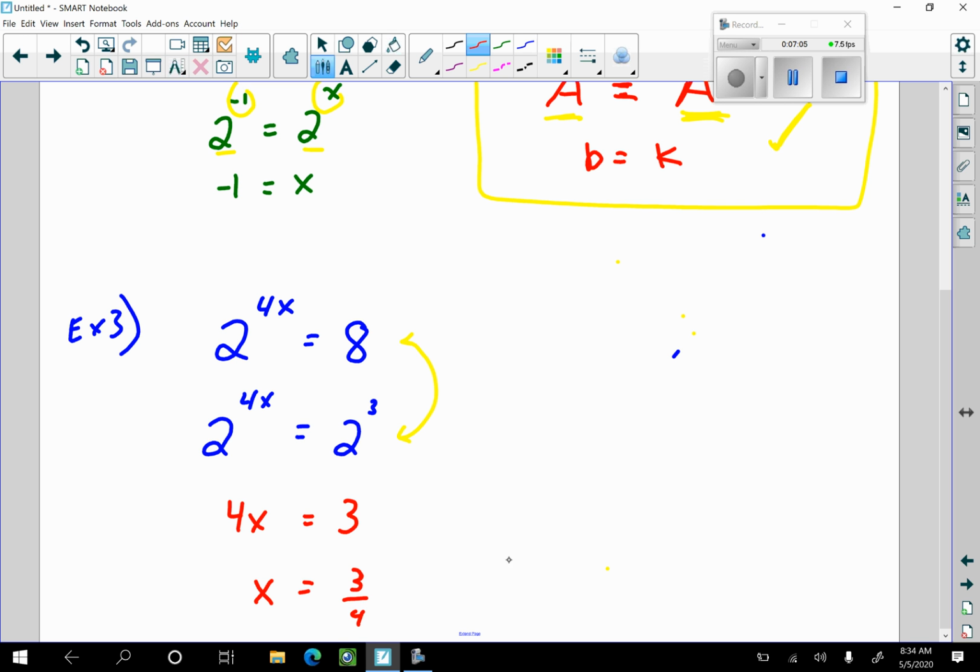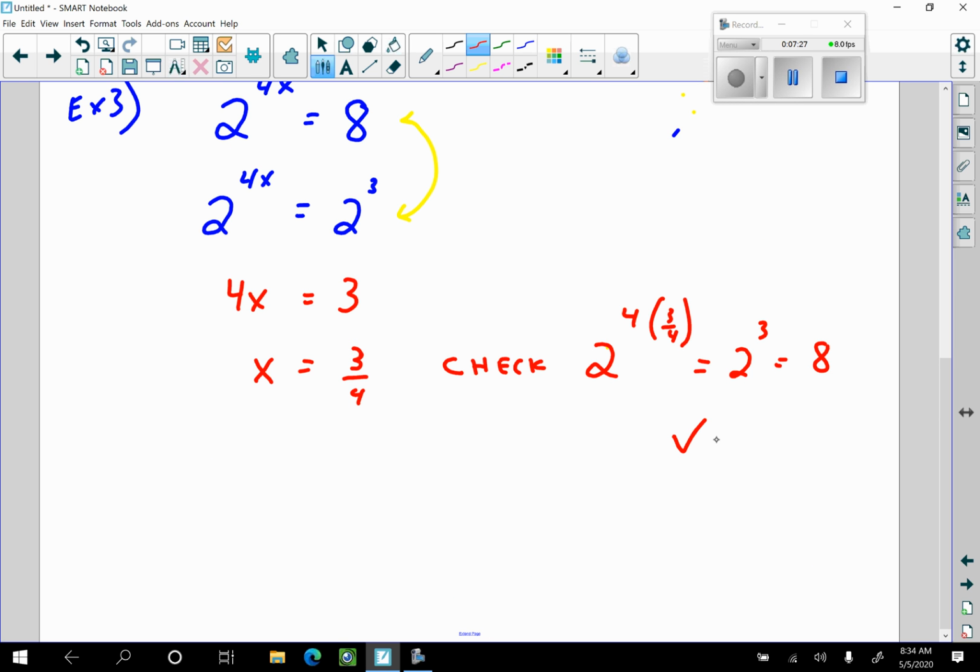And you could try that. You could check your answer. How would you check your answer? You can always check your answer. You're going to put 3/4 into this x, so what has to happen? 2 to the 4 times 3/4 better equal 8, and it does. 4 times 3/4 is 2 cubed, and that does equal 8, and we can say check OK.